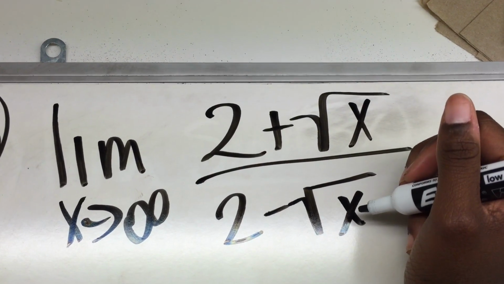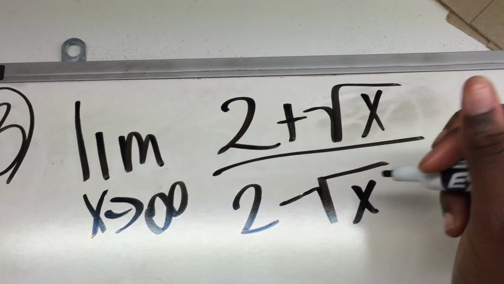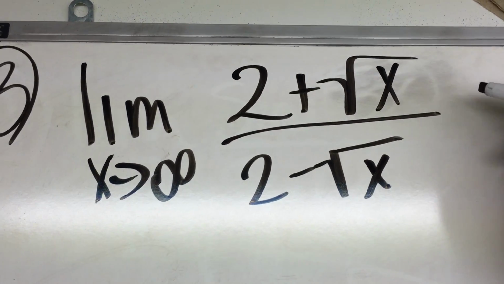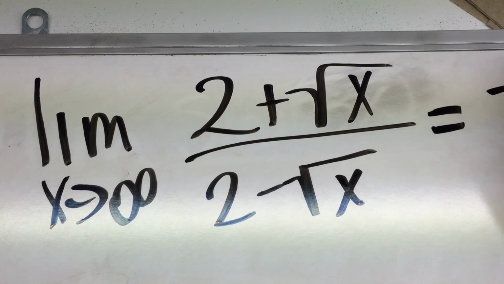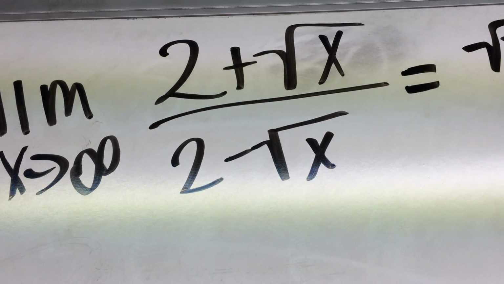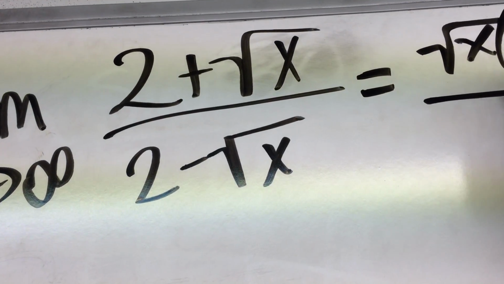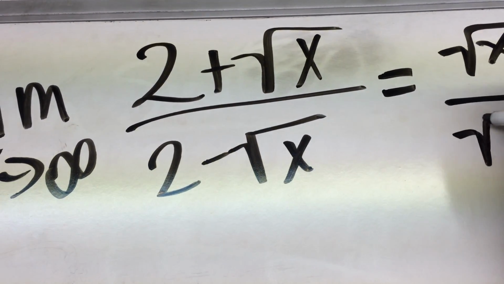Now the first thing you're going to want to do is get rid of the square root in the denominator. So we're going to have the square root of x times 2 over the square root of x plus 1. And we're going to put that same thing on the bottom, except it's going to be minus.